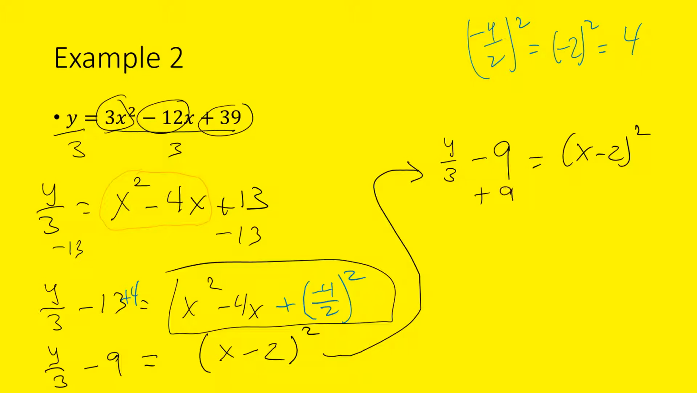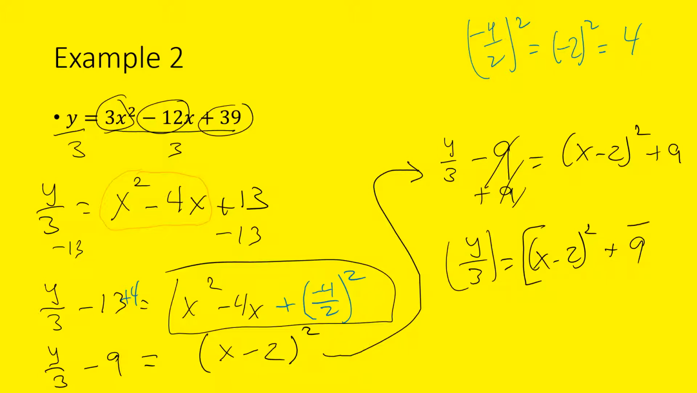So I'm going to add 9 to both sides of the equation. These cancel. Y over 3 is equal to the quantity x minus 2 squared plus 9. And the last step is to multiply both sides of the equation by 3. On the left side, the 3's would cancel out. These are just 1y, which was what we want.